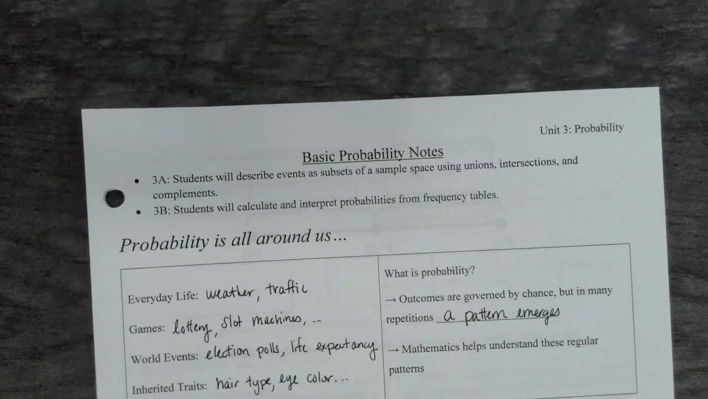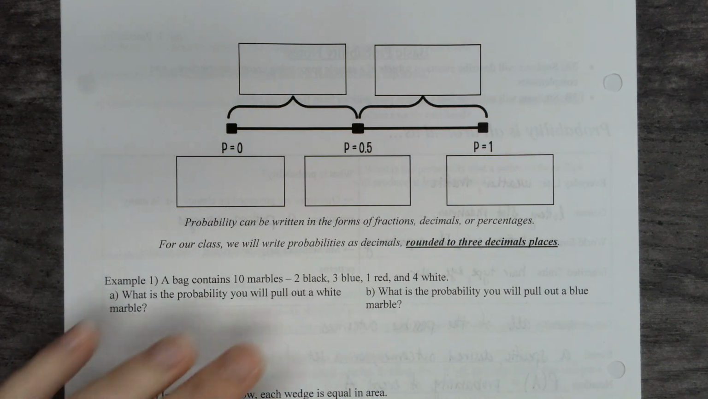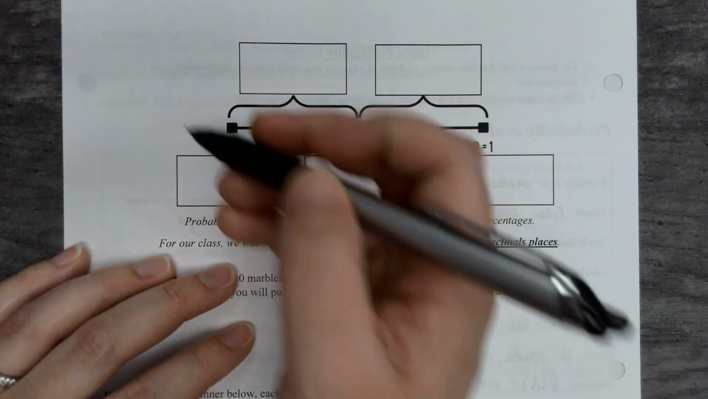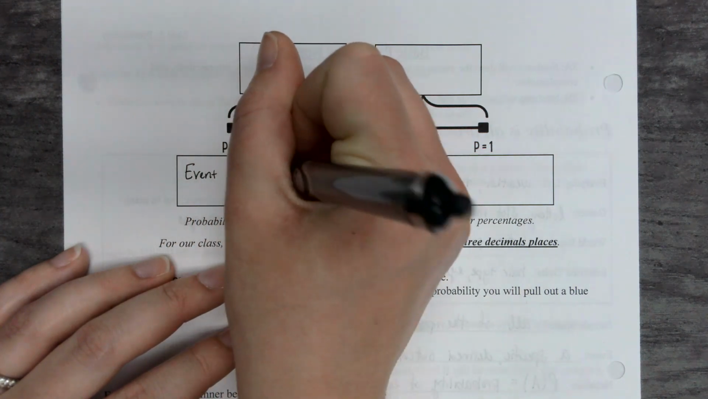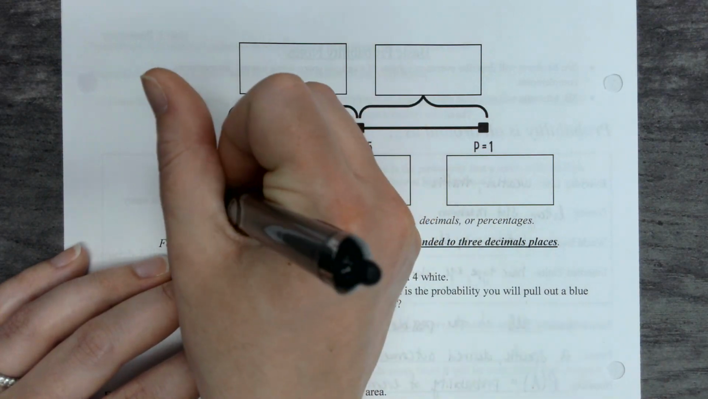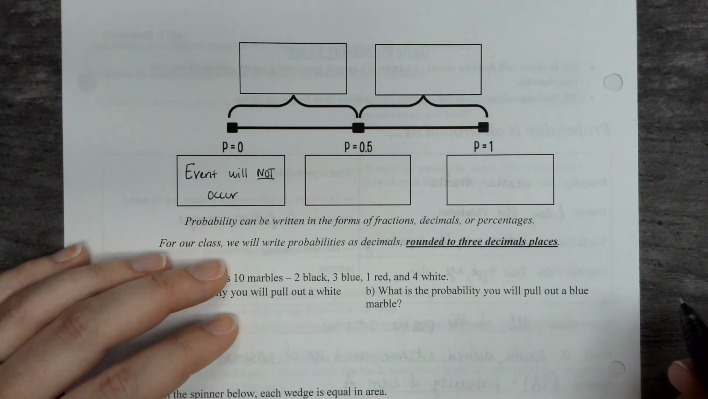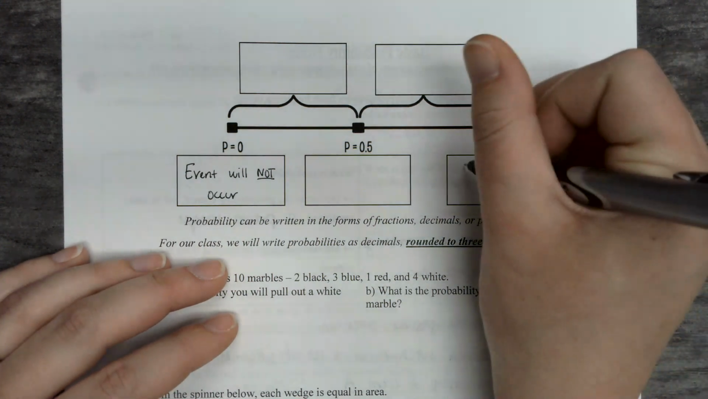All right, so let's take a look at a likelihood number line. It's like a number line for how likely an event is to occur. So if I have p equals 0, so the probability is equal to 0, this means my event will not occur. If my probability equals 1, then my event will occur.